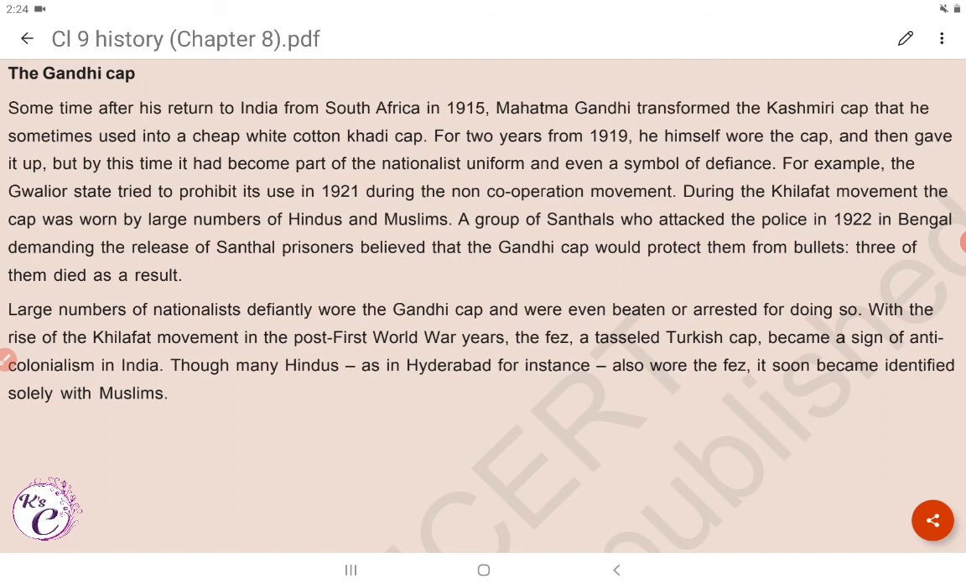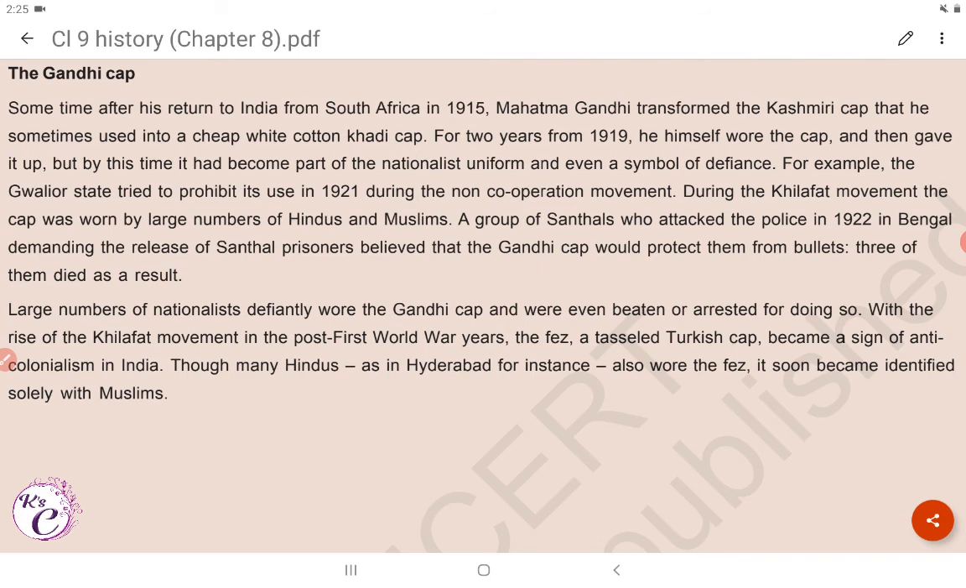For example, the Gwalior state tried to prohibit its use in 1921 during the non-cooperation movement. During the Khilafat movement, the cape was worn by large numbers of Hindus and Muslims. A group of Santals who attacked the police in 1922 in Bengal, demanding the release of Santhal prisoners, believed that the Gandhi cape would protect them from bullets. 3 of them died as a result. Large numbers of nationalists defiantly wore the Gandhi cape and were even beaten or arrested for doing so.